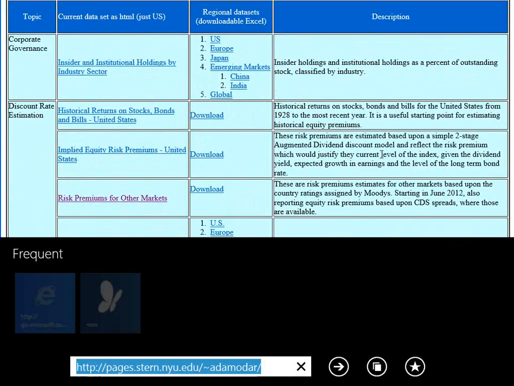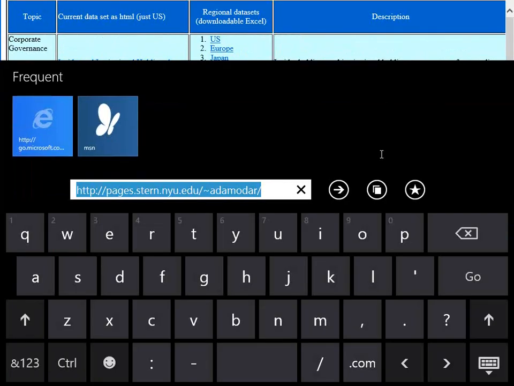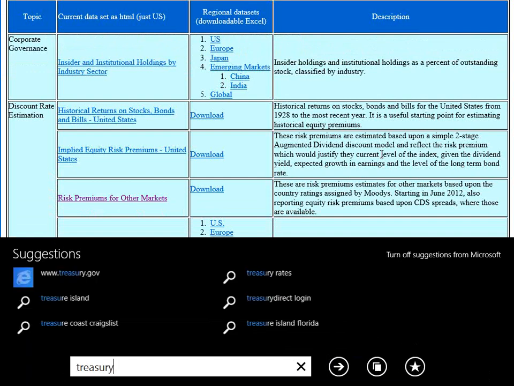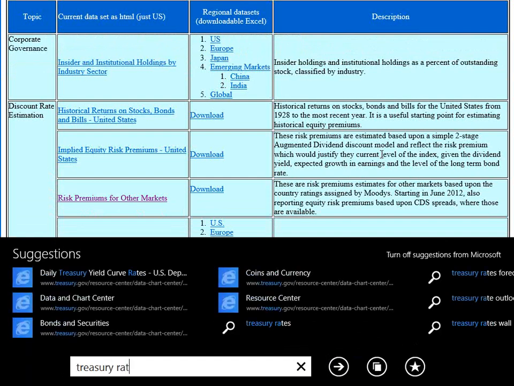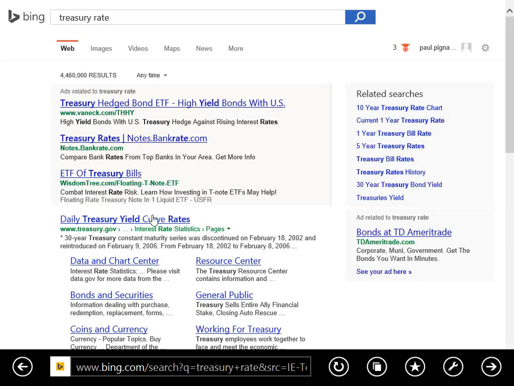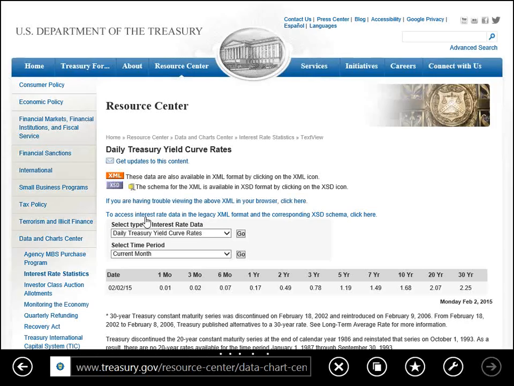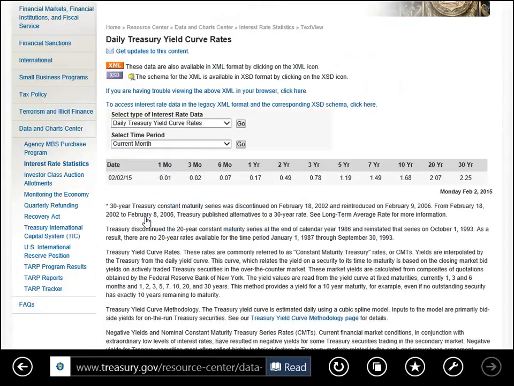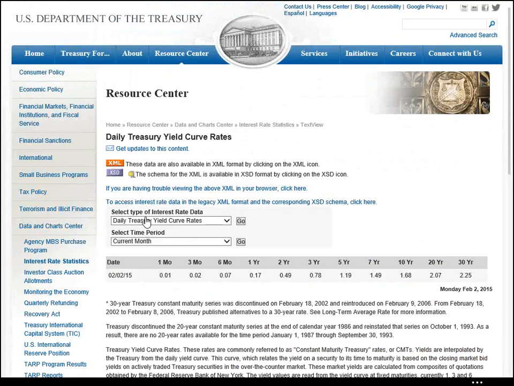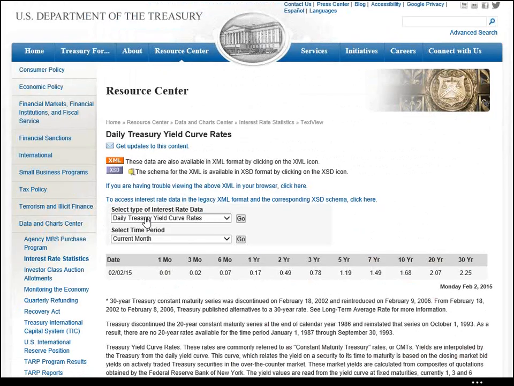Also, to get the treasury rate, I'll just do treasury rates. And that should pull up the daily treasury yield curve rates by the treasury.gov, Department of Treasury. And you should get, it's funny, usually they give you a whole table of all the rates. They usually give the whole history. But okay, just for now, you can get the history, I guess.